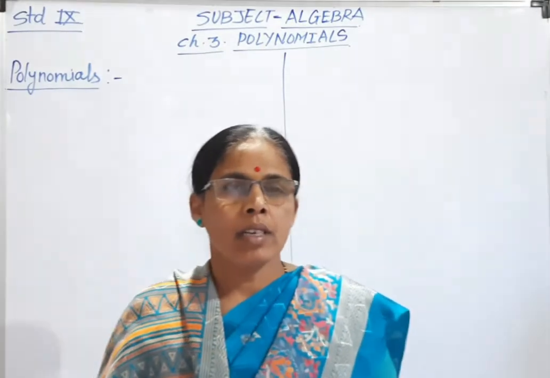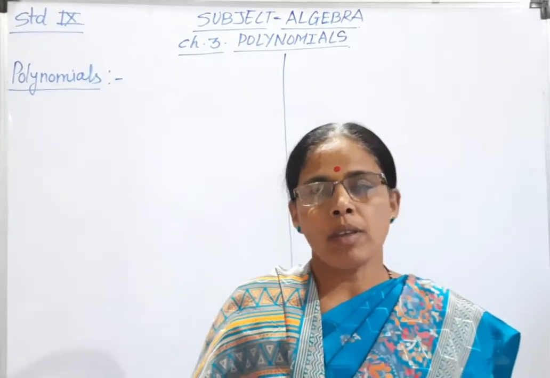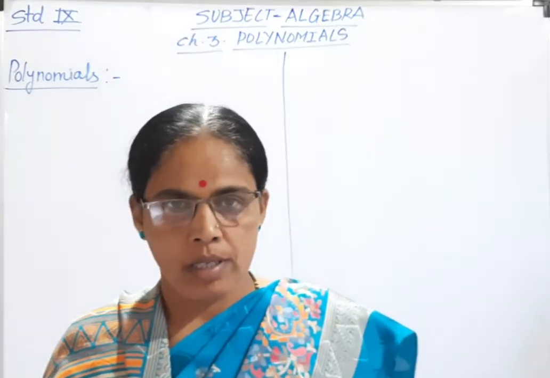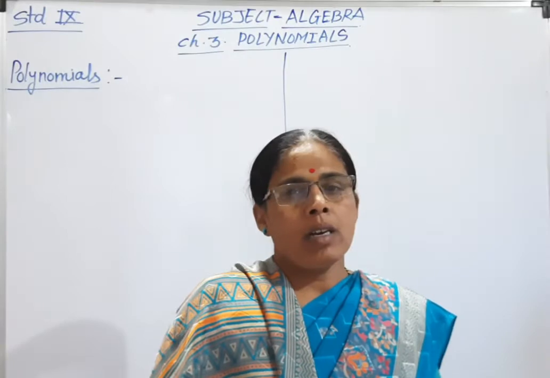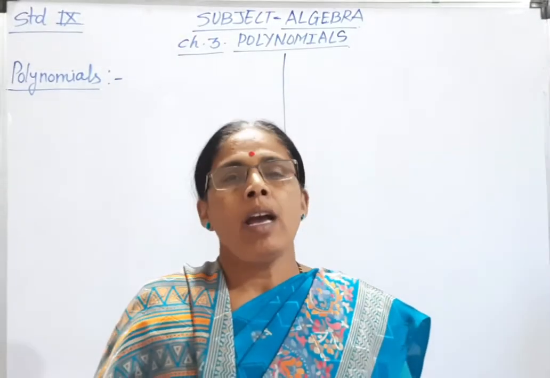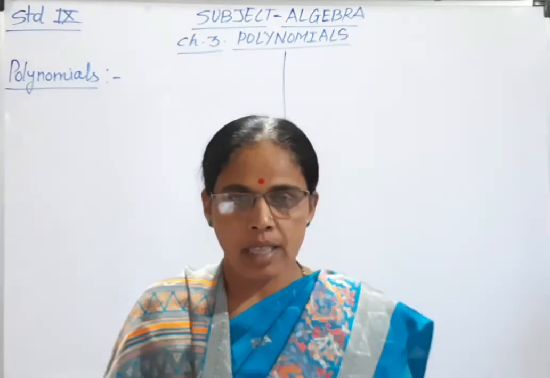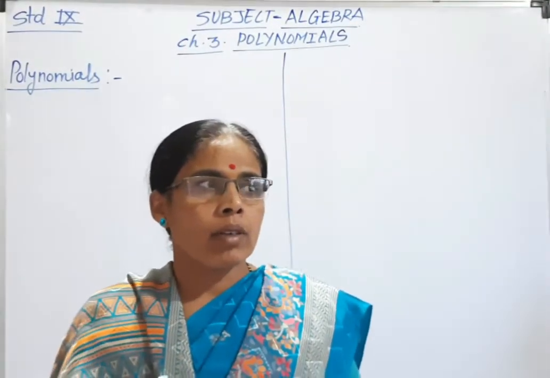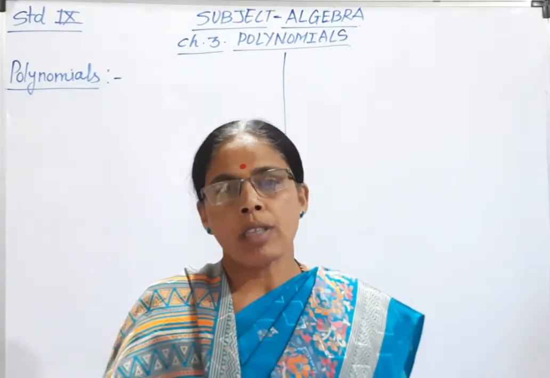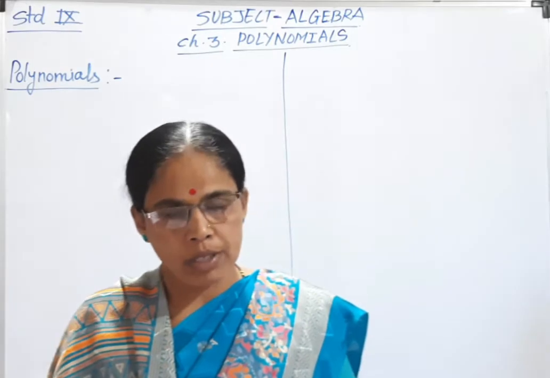Dear students, in last year or in the previous classes we learned about algebraic expressions. Algebraic expressions means that if in a term variables and numbers are there, variables meaning alphabets, and the numbers are there, then it is called a term. And when one term or two terms or three terms or more than three terms are there, in total it is called an algebraic expression.